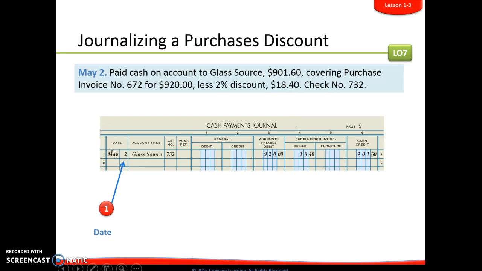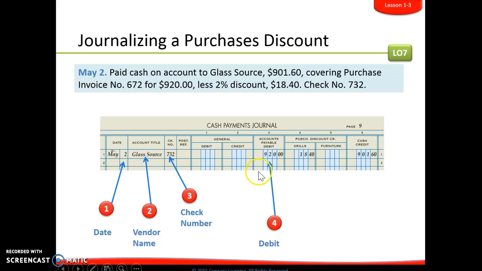This is going to go into our cash payments journal. Since we're writing a check, we're paying cash. We put in our date. We put in our vendor name, Glass Source. Our check number is 732. We're going to debit the accounts payable for $920. That's what we actually owed them. And then we're going to separate what our purchases discount was for. So in this case, it was for grills, so $18.40. And then what we actually paid, our cash credit, is $901.60.